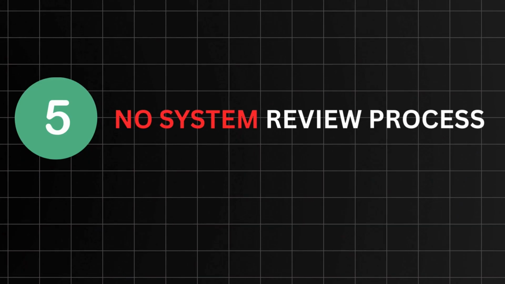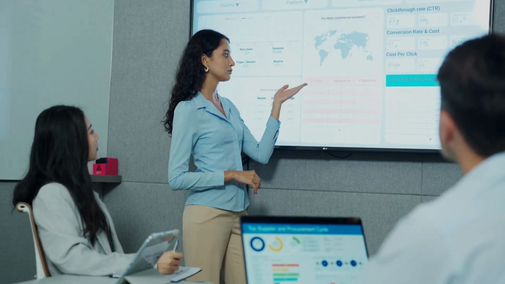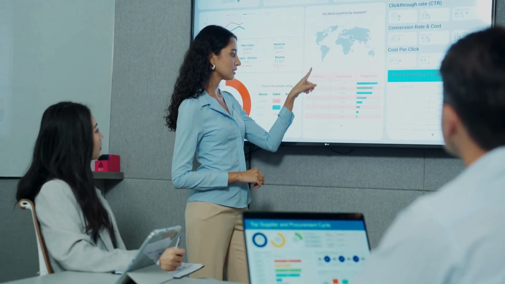And number 5 is no system review process. Most of the companies we've seen set it up a year, 2, 3 years ago, and they never touched it again. And as they needed new cost codes or cost items, they just threw them in there. Next thing you know, you've got 2,000 cost items and you're not even using a quarter of those. So you need to make sure that you're doing reviews, because otherwise things are going to get muddy.